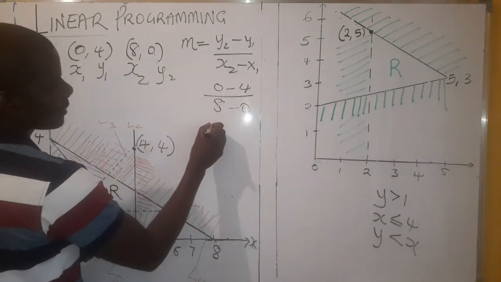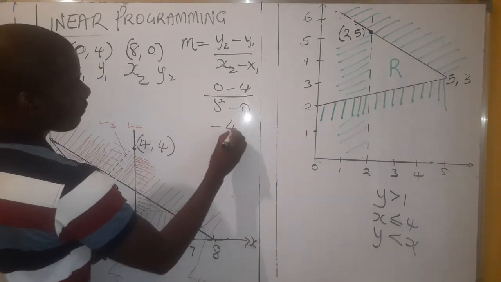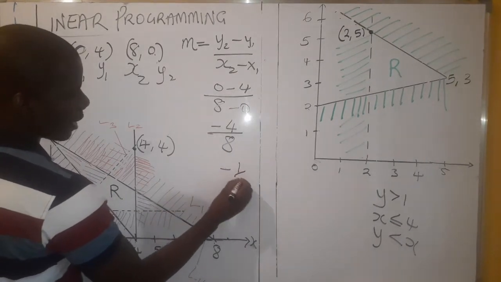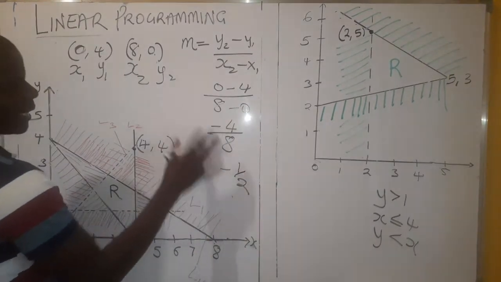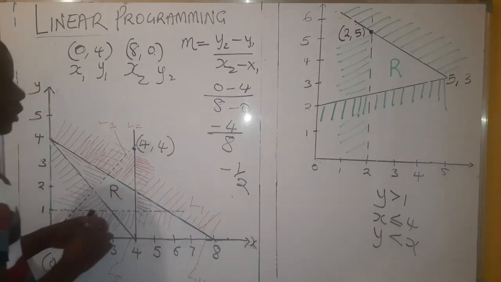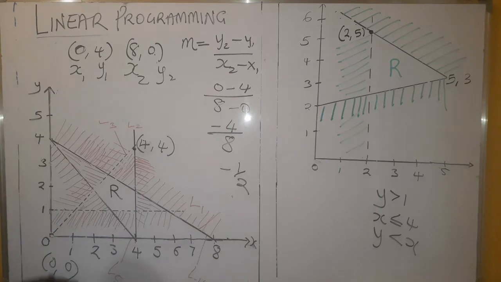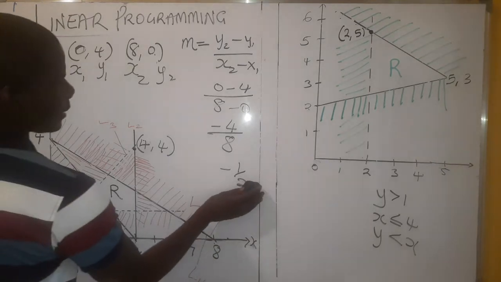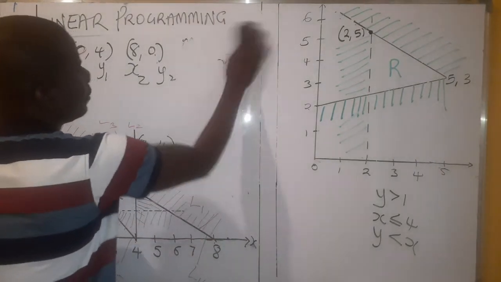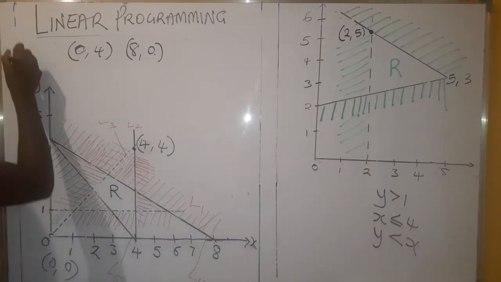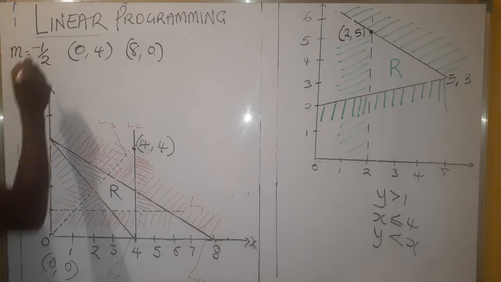What does this give us? It gives us -4 over 8. When you simplify this one, you get -1 over 2. So -1 over 2 is our gradient. I hope you have seen that. So our gradient, which is m, is negative 1 over 2.